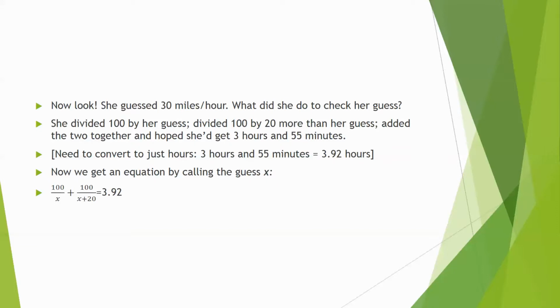So again, she guessed 30, that was her first guess, and then she divided 100 by that to find her time on the way to the meeting, and then added 20 to the 30 and divided 100 by that, added them together and hoped she'd get the 3.92 hours. So when we do that with x, this is our equation. And now we have an equation. So now all those students who say, I know how to solve equations, I just can't get the equation, can solve it now.